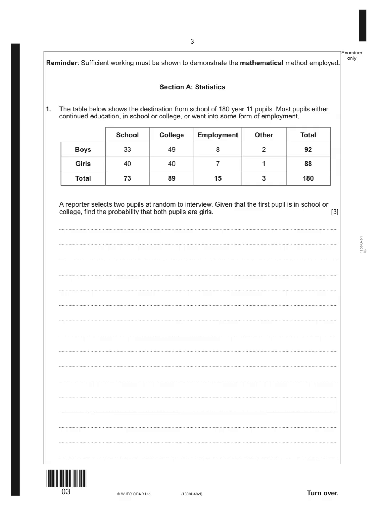So we've got a table with a bunch of information in there. Before I start going about this question, it's important to note that there are 188 people. I've got them split up by boys and girls, and also split up by whether they're in school, college, employment, or something else. Okay. So a reporter selects 2 people at random. Given that the first pupil is in school or college, find the probability both pupils are girls. So we want the probability of 2 girls given that the first one is in school or college.